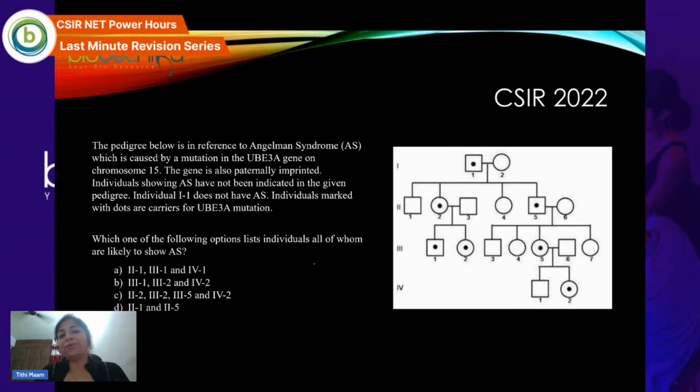Right. Now we are going into a pedigree question, and this question was in last year's CSIR exam only. Yes. So in this next question, it is about pedigree analysis. As you can see, the pedigree chart has been given. Again, a topic which is frequently asked in the CSIR exams. You will hardly come to a session where not a single question has come from pedigree analysis.